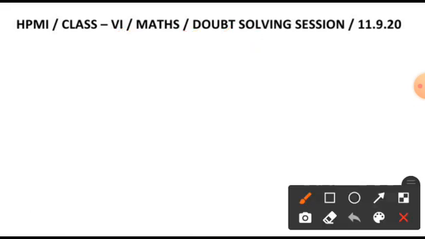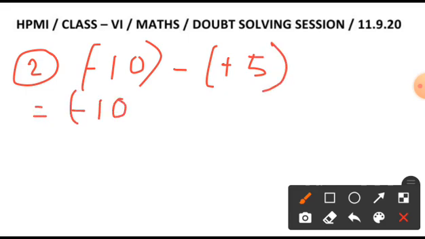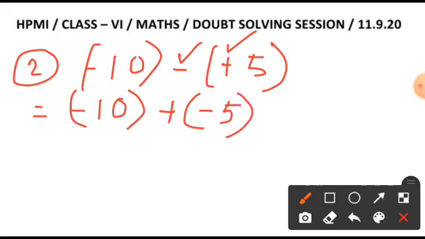Now let us do another sum of this type. Minus 10 minus plus 5. See, again here also you will keep the first number as it is and you are going to interchange these two signs. That means you are putting plus over here and you are writing minus 5 inside the bracket.